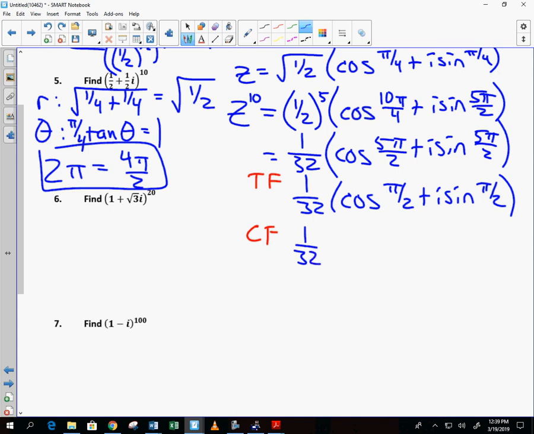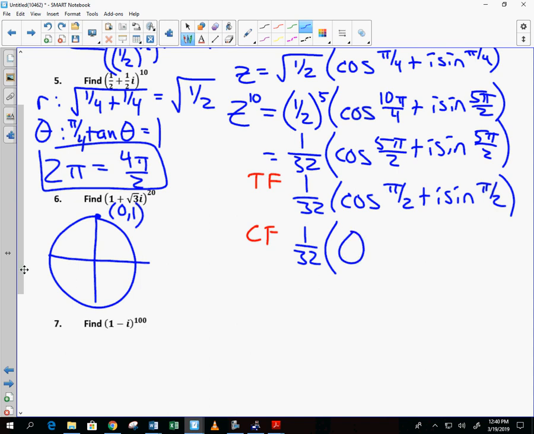Can somebody tell me what the exact value of cosine of pi over 2 is? Think, folks, pi over 2 is sitting right here, and that coordinate is (0, 1). So the cosine of pi over 2 is 0, correct? What's the sine of pi over 2? 1 times i would be i.